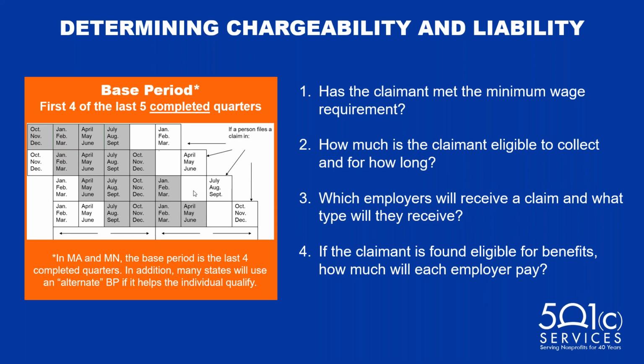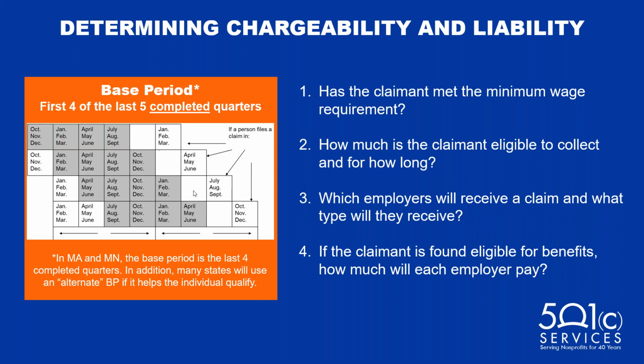And so states like Massachusetts have to send a manual questionnaire to the employer that they have to fill out, and it's a big pain. So most states do the first 4 of the last 5 for that reason. It gives enough time for the state to get all of those reports in and have all of the information.